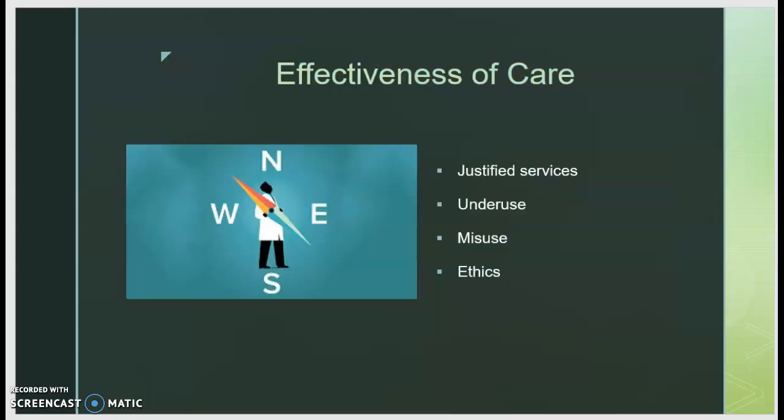Effectiveness of care. These are just some more examples: justified services, underuse, misuse, ethics. All of these services completed on a patient must be justified. This means, are the tests or the medications being used medically necessary? Do they provide benefits? We want to make sure we avoid any misuse or underuse of any medications or services that need to be rendered.